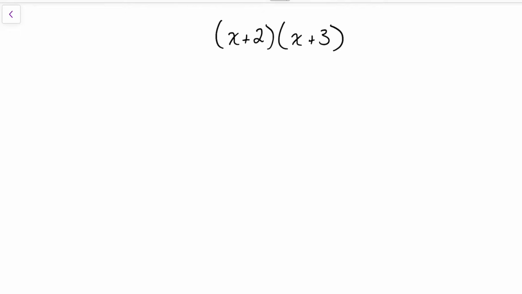Now, FOIL is an acronym that stands for first, outside, inside, and last. Okay. Now, first means we have to multiply, starting off, the numbers that come first in our brackets, okay, or the variables, in this case, x and x. So x times x, we all know, is x squared.